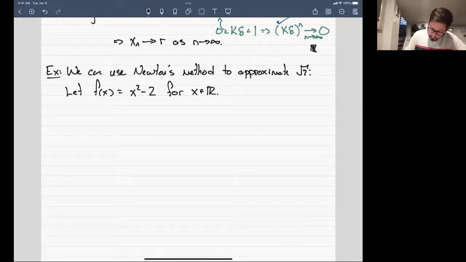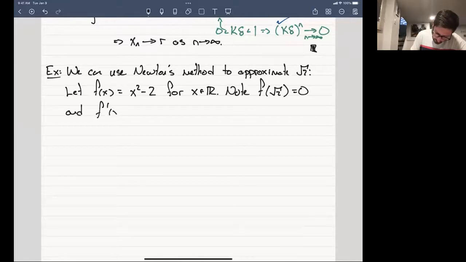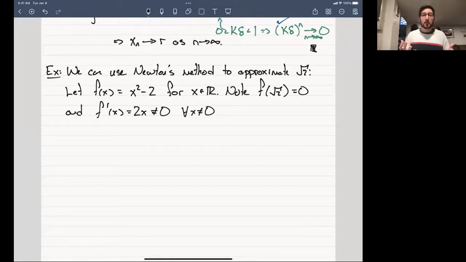Now we note f of the square root of 2 is equal to 0, and f prime of x is equal to 2x, which does not equal 0 for all x not equal to 0. So what this is essentially telling us in the context of the previous theorem is that you have a separation at x equal to 0. And essentially, you should understand what's going to happen here. If you start with a negative initial guess, it's going to converge to the negative square root of 2, whereas if you start with a positive initial guess, it'll converge to the positive square root of 2. That's why we have to avoid these turnaround points, right?